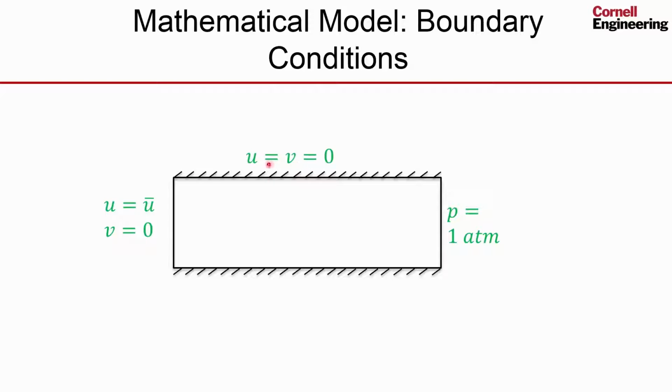At the top boundary, both components of velocity are equal to 0. That's a no-slip condition. And similarly at the bottom boundary. So we have three velocity boundary conditions and one pressure boundary condition. That completes the definition of the mathematical model.